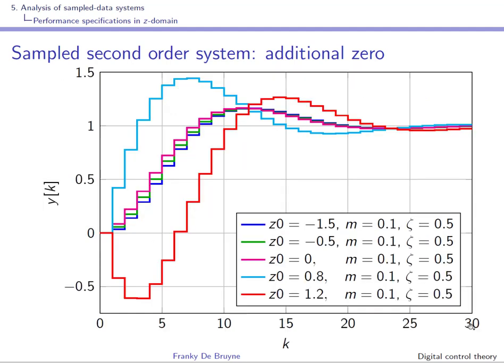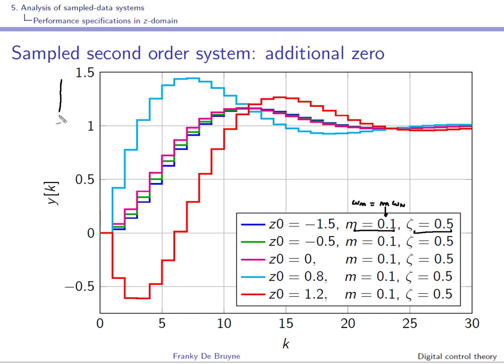What we can do now is look at the step response and look at the influence of the zero in the numerator. Here we have considered a case where the damping is 0.5, so we expect, if there is no influence of the zero, an overshoot of around 16%. Here m is equal to 0.1, so this means that the natural frequency is m times the Nyquist frequency, and m here is 0.1. So you can see here the different step responses with different values of the zero.